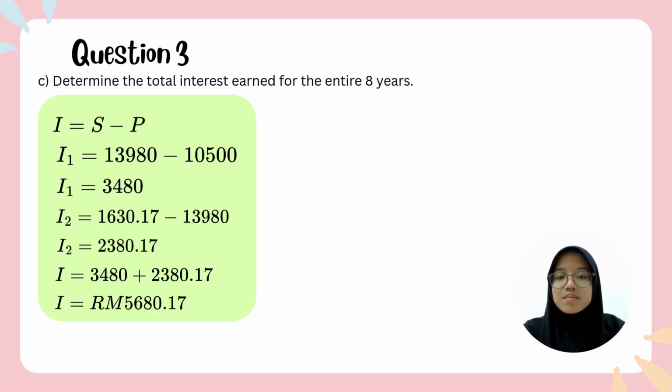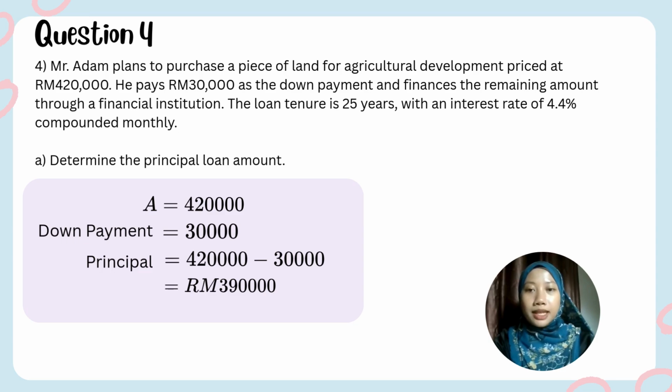5680.17. Question 4. Mr. Adam plans to purchase a piece of land for agricultural development priced at 420,000. He pays 30,000 as the down payment and finances the remaining amount through a financial institution. The loan tenure is 25 years with an interest rate of 4.4% compounded monthly. For question A, determine the principal loan amount.